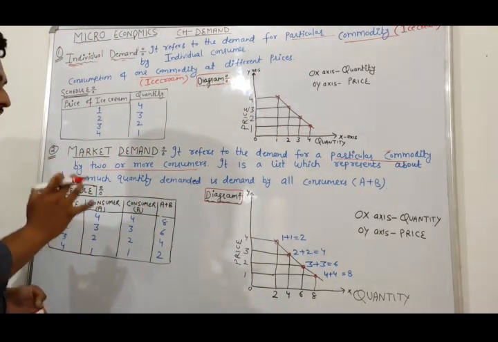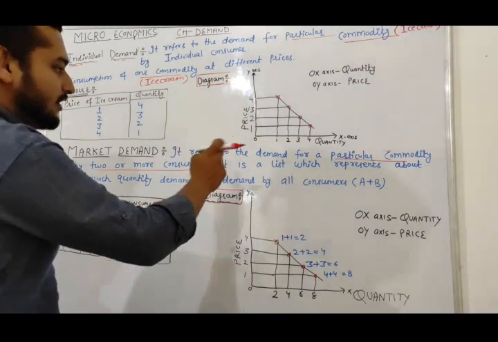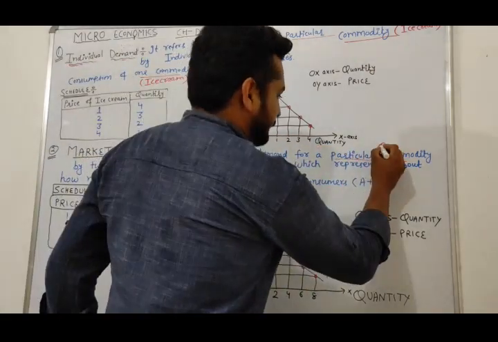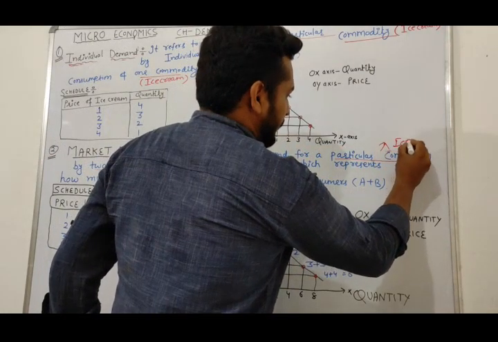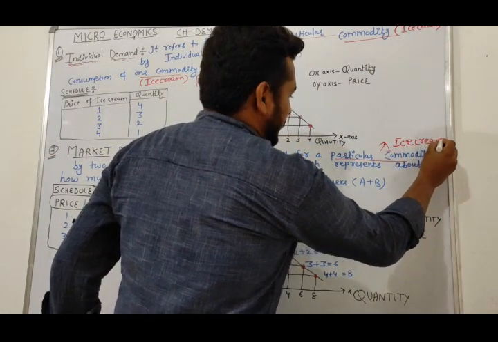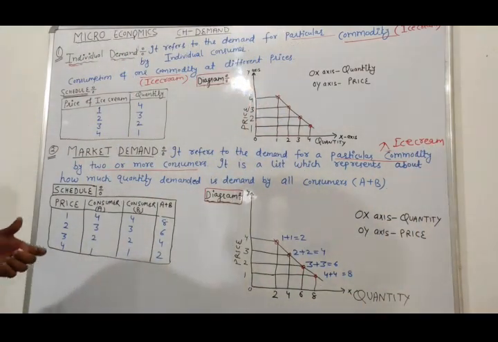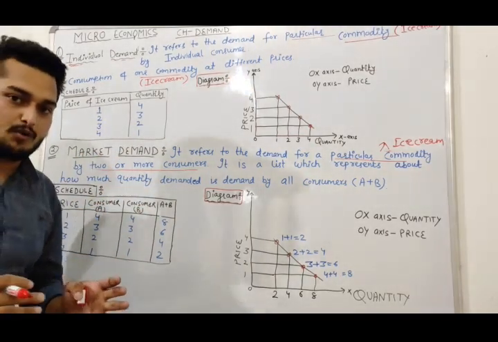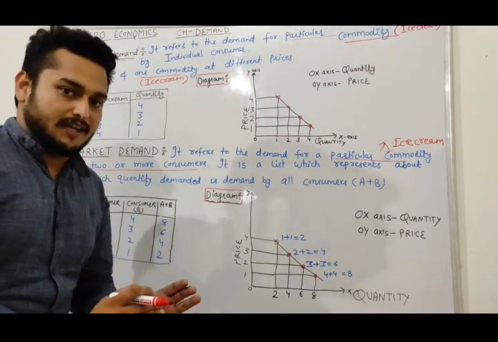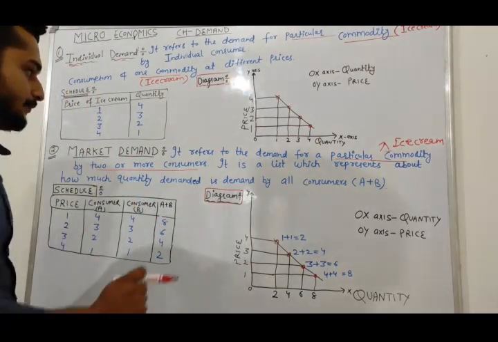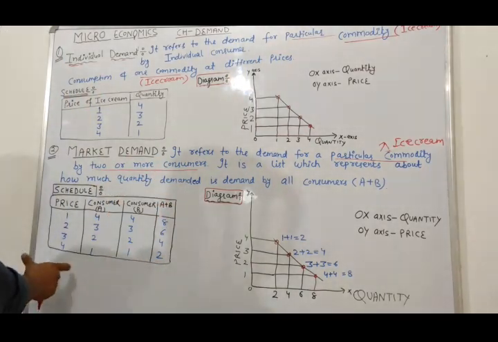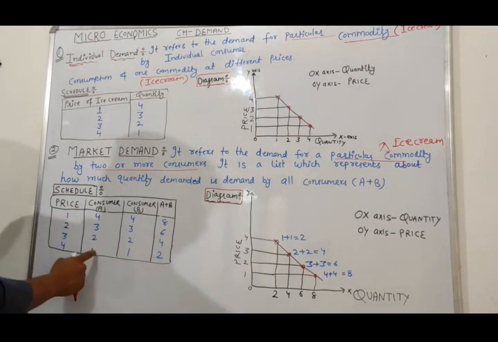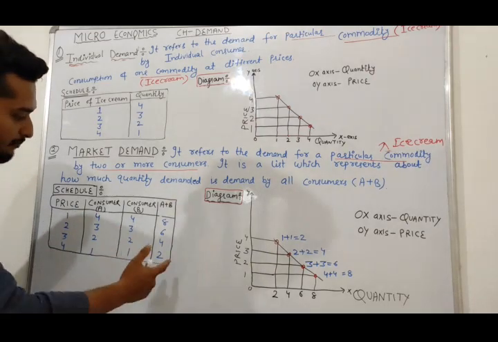Now we will discuss market demand. Market demand refers to the demand for a particular commodity. That particular commodity is ice cream. It refers to the demand for a particular commodity by 2 or more consumers. The 2 or more consumers are consumer A plus consumer B. So it is a list which represents how much quantity is demanded by consumer A and B.